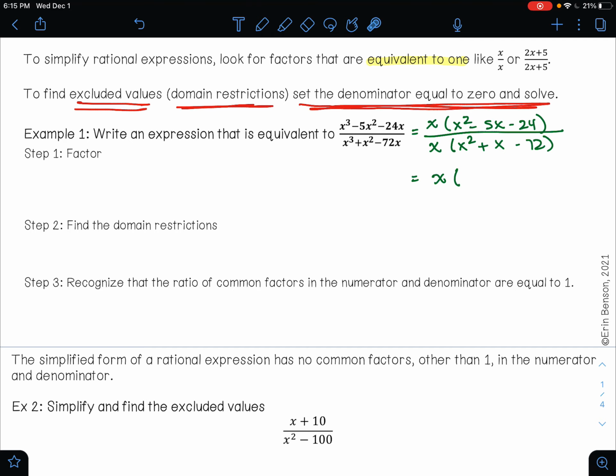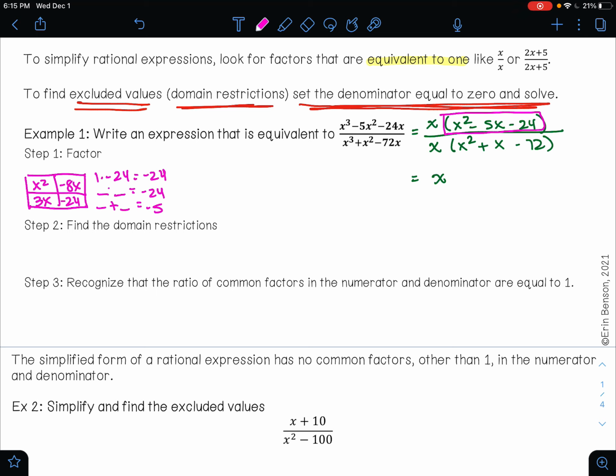But I can factor x squared minus 5x minus 24 some more. It's a quadratic trinomial, and so I can factor that whichever way that you like best for factoring. I'm going to use the area model. So you always want to multiply your first number by your last number. Here I'll get negative 24. So that means that I'm looking for factors of negative 24 that add to negative 5. Those factors are negative 8x and positive 3x.